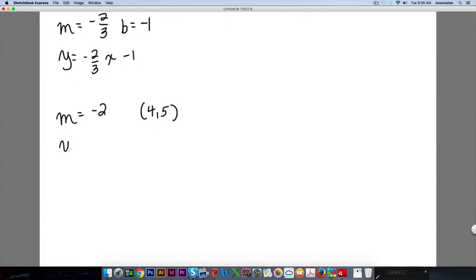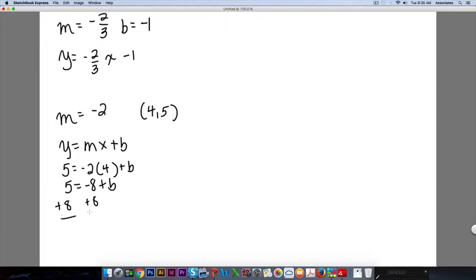So I like y equals mx plus b, and I'm going to put in what I know, because I need to find b. So y is 5, m is -2, x is 4. So I get 5 equals -8 plus b, add 8 to both sides. So I get 13 equals b, so here's the equation of the line. y equals -2x plus 13.